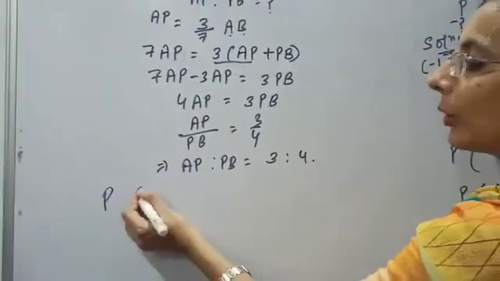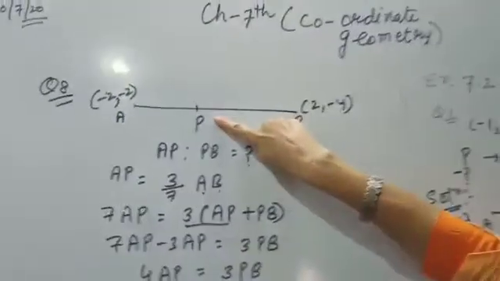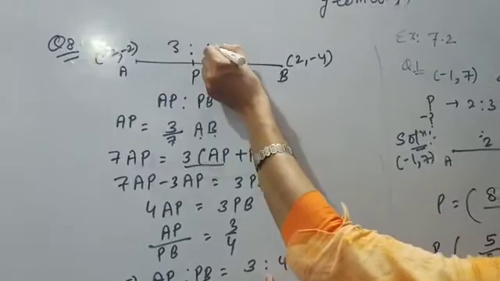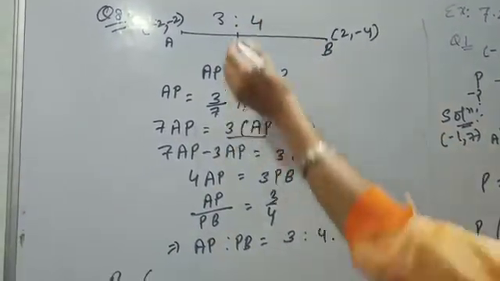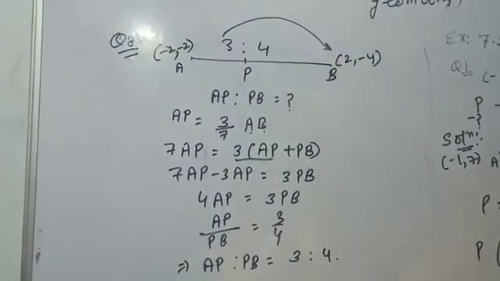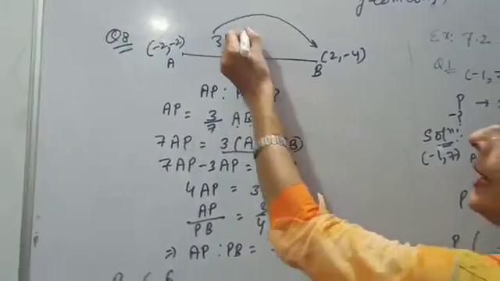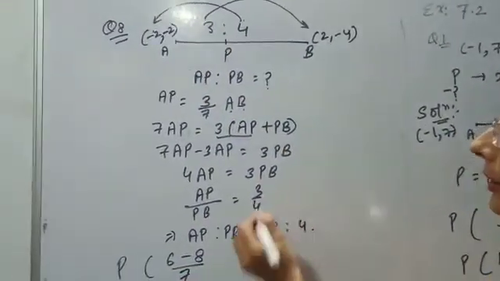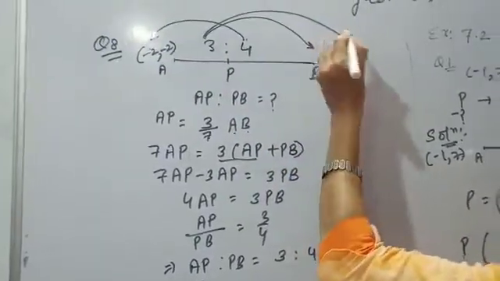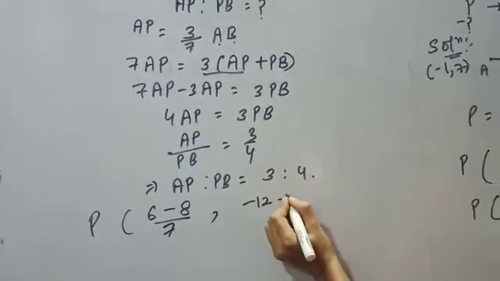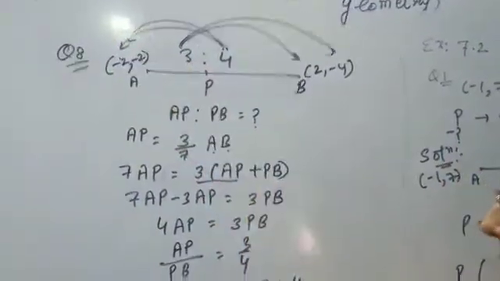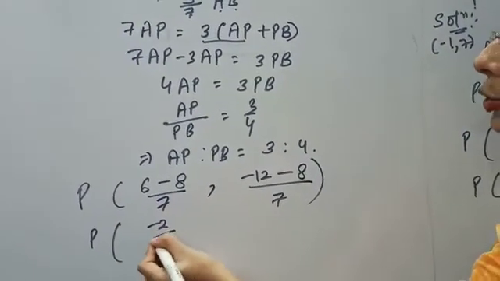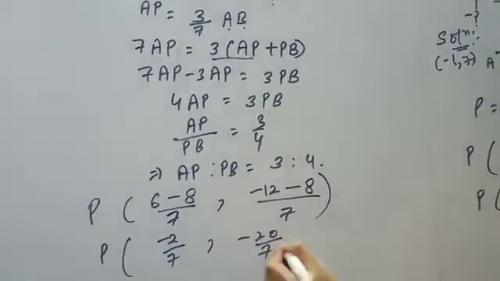Now we have to find the P coordinates, where the ratio is 3:4. For the abscissa, 3 multiplied by 2 makes 6, then 4 multiplied by -2 makes -8, upon the sum, 7. Then for the ordinate, 3 multiplied by -4 makes -12, and 4 multiplied by -2 makes -8, upon 7. So we get -2 by 7 and -20 upon 7.